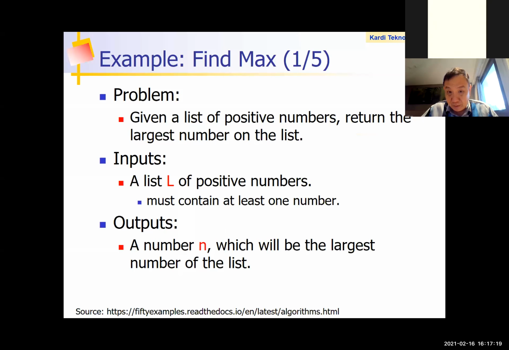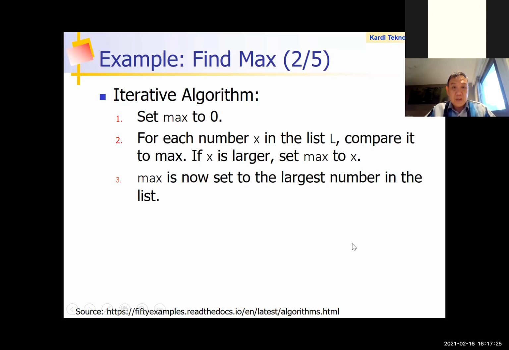Again, you can do iteration or recursion. Here it is the iterative algorithm. Number one, you set variable max to 0. And then for each number x in the list L, you compare it to the max. If x is larger, then you set max equal to x. When you finish the loop, max is now set to the largest number in the list. So the algorithm is rather simple.